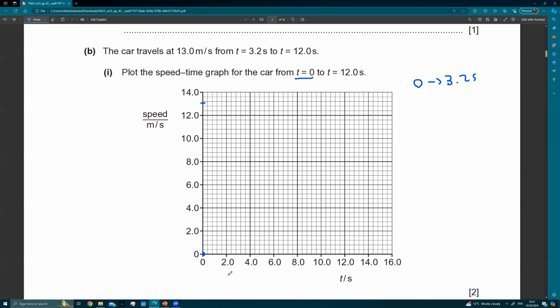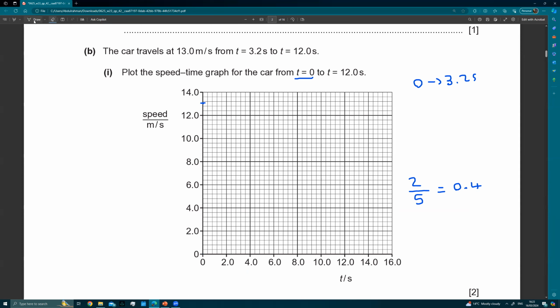Well, the question is, how do I know where 3.2 seconds is on the x-axis? Well, what you can do is you look at what the difference is between these two. The difference between 2 and 4, for example, is 2. And then you count how many squares there are between them. Well, there's 1, 2, 3, 4, 5 squares. So what you do now is you do the difference over the number of squares. And this gives me 0.4.